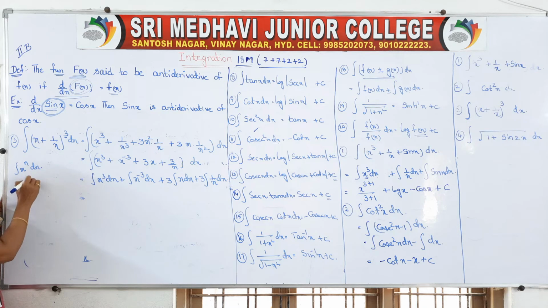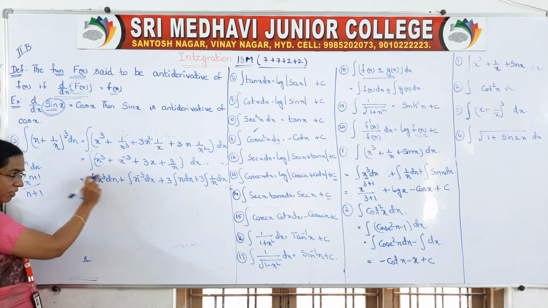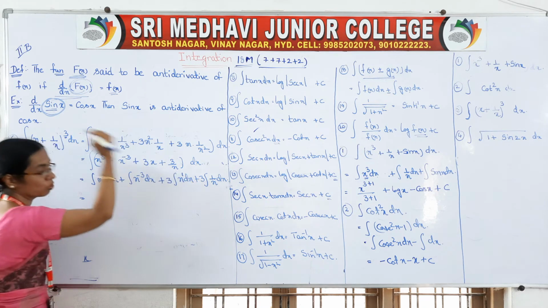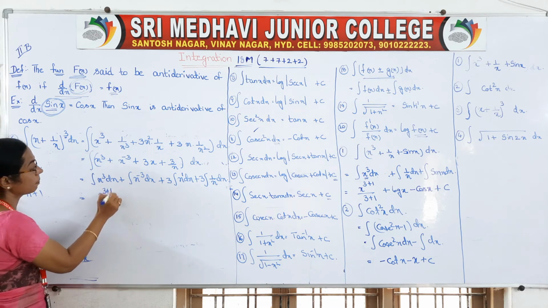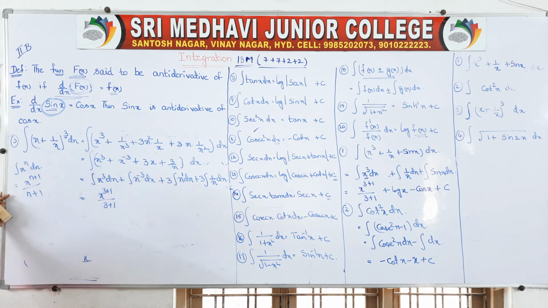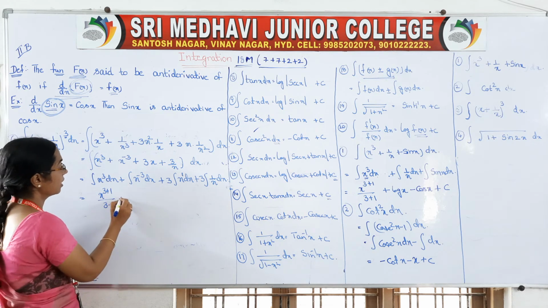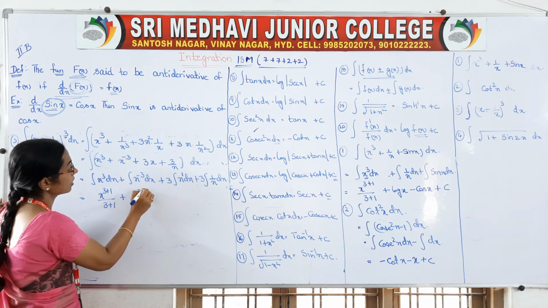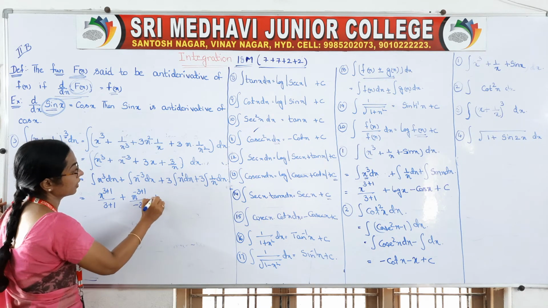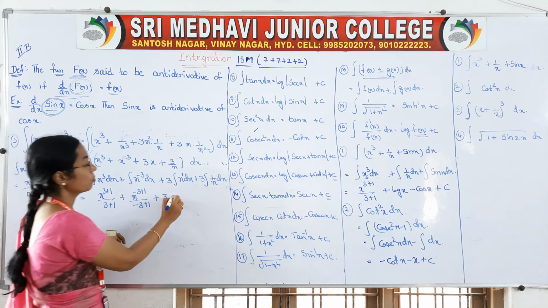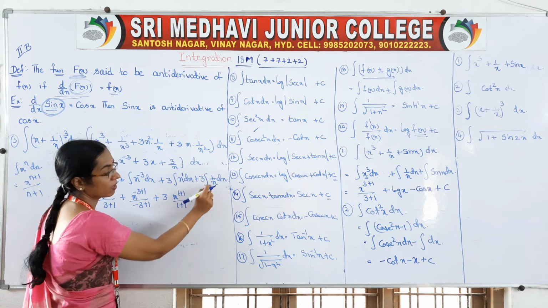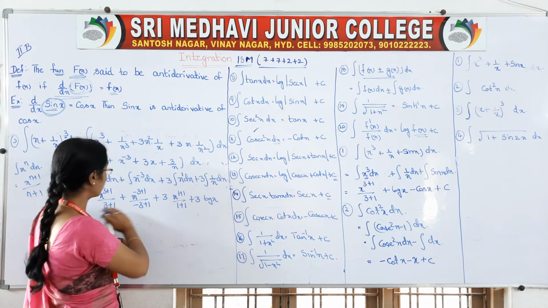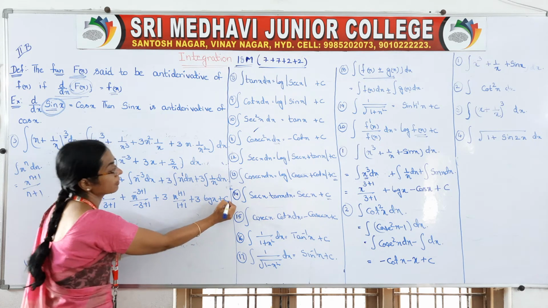What is it? x to the power of n plus 1 by n plus 1. Where n's place you are having 3, here also where n's place you are having 1. So x to the power of 3 plus 1 by 3 plus 1, and this one, x to the power of minus 3 plus 1 by minus 3 plus 1, plus 3 into x to the power of 1 plus 1 by 1 plus 1, plus 3 integral 1 by x dx is log x. After completion of all these things, plus c.